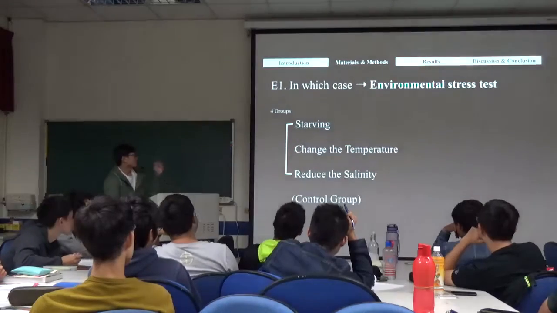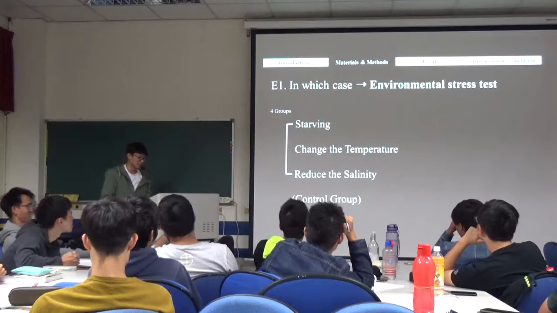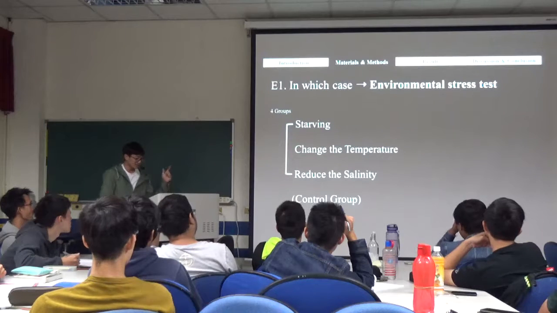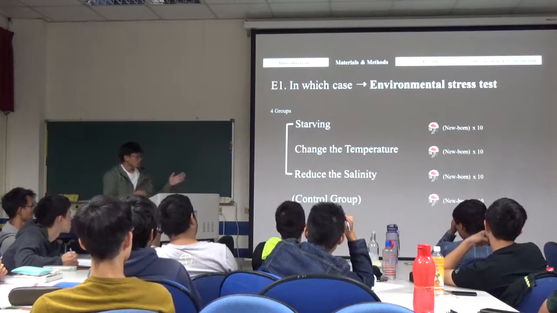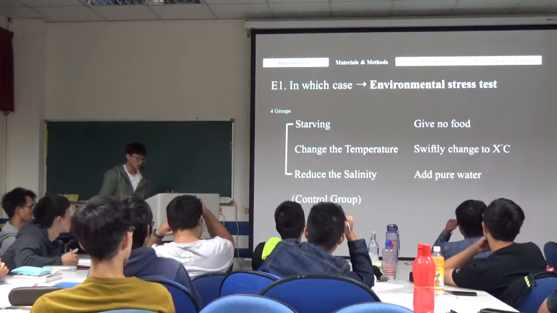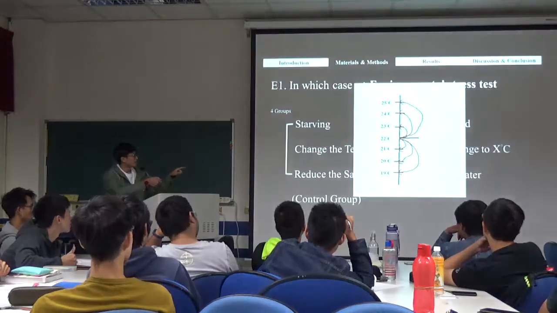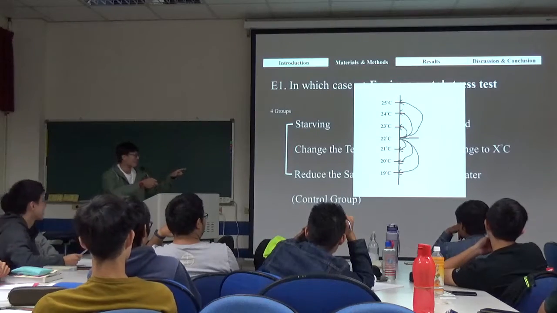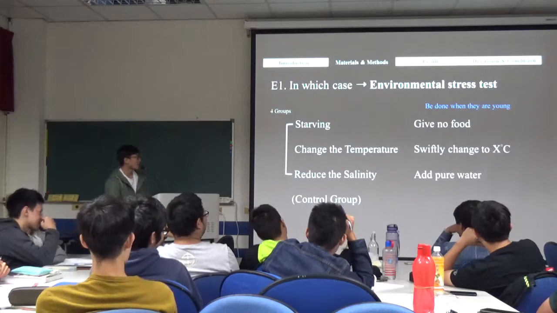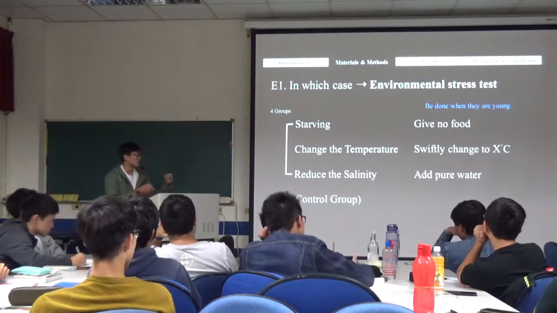Experiment 1, the environmental stress test. We have 4 groups: 1 is starving, 2 temperature, 3 salinity, and 4 control group. Each group has 10 newborn medusae. For starving, we just give no food, and the temperature will swiftly change to X degrees, like directly 1 degree, directly 2 degrees. For salinity, we just add pure water. And all these tests are done when they are young, because we know they reverse when they get old.